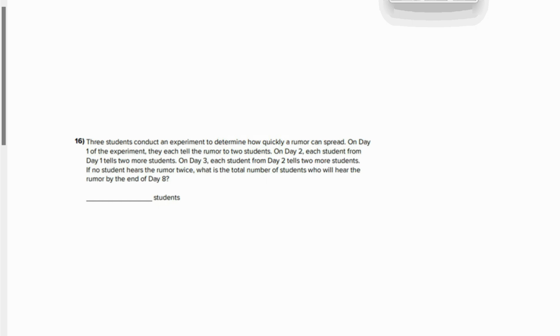Alright, here we have students experimenting. They decide they have 3 students who want to start a rumor. So those 3 students start a rumor and they tell 2 people each. So that means they get to 6 people. So 6 people are the first ones to hear it. And then they tell 2 more people each, right? So that'd be 12. And then each of those 12 tell new people, right? These are all new people that haven't heard it. So that'd be 24.